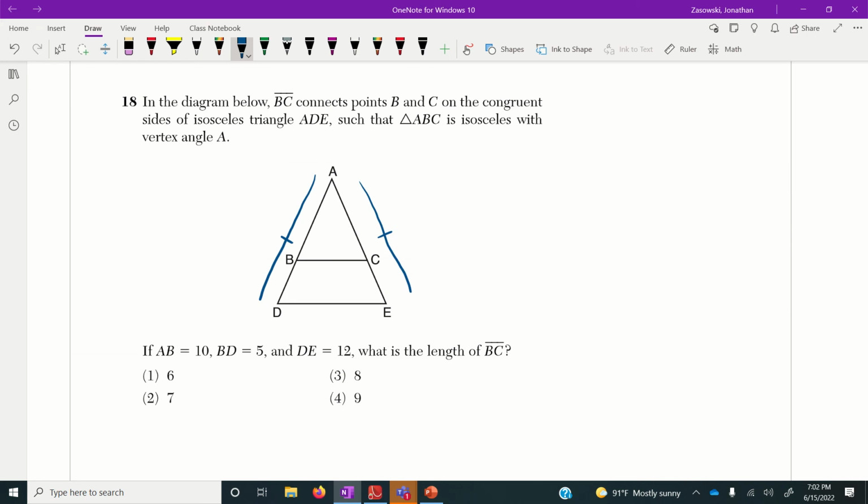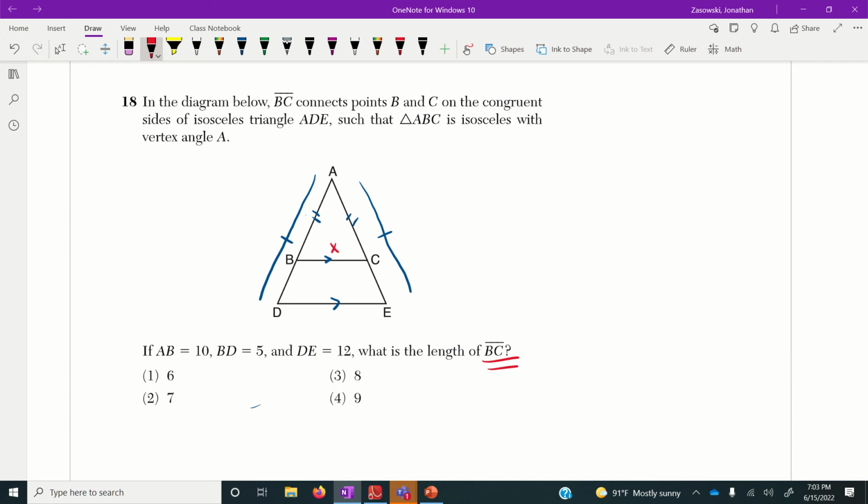Such that triangle ABC is isosceles with vertex A. Now, because these two triangles are isosceles, that means this is a side splitter theorem, because we're cutting these two sides proportionally. So this side is parallel to this one and these two triangles are similar. We're trying to find the length of BC, so just remember that.